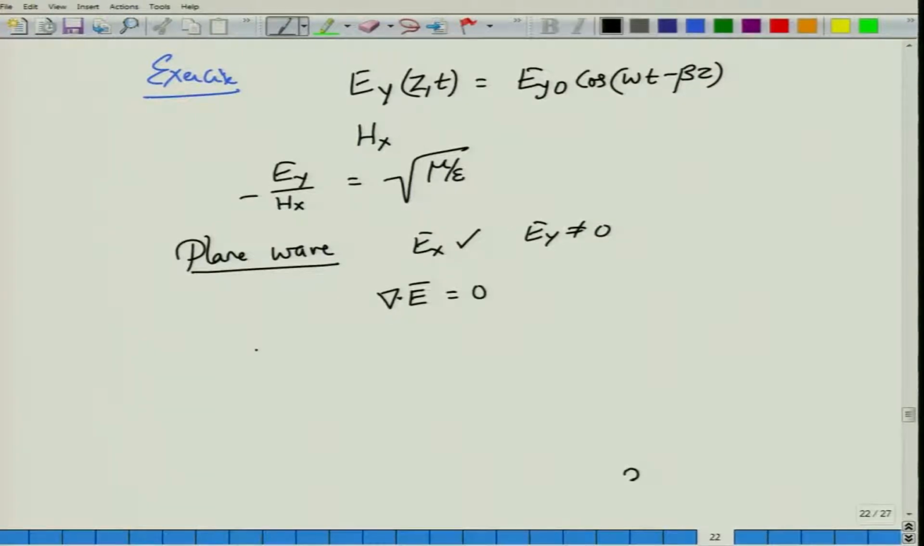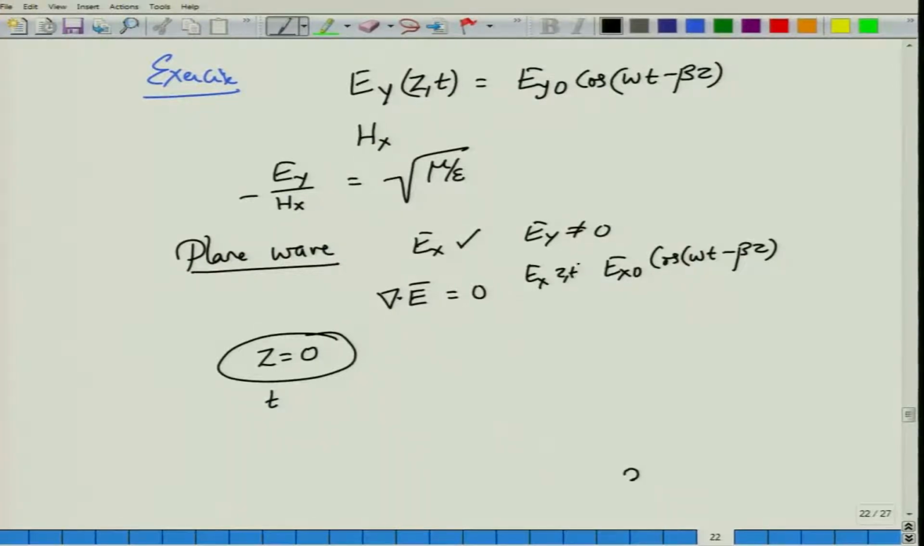So, if I consider the case where z is equal to some constant, and I can consider z equal to 0 as a constant, and if I plot at a given value of time the electric field component, I know that Ex of z and t is given by E0 cos of omega t minus beta z. So, this is what my Ex of z and t is.